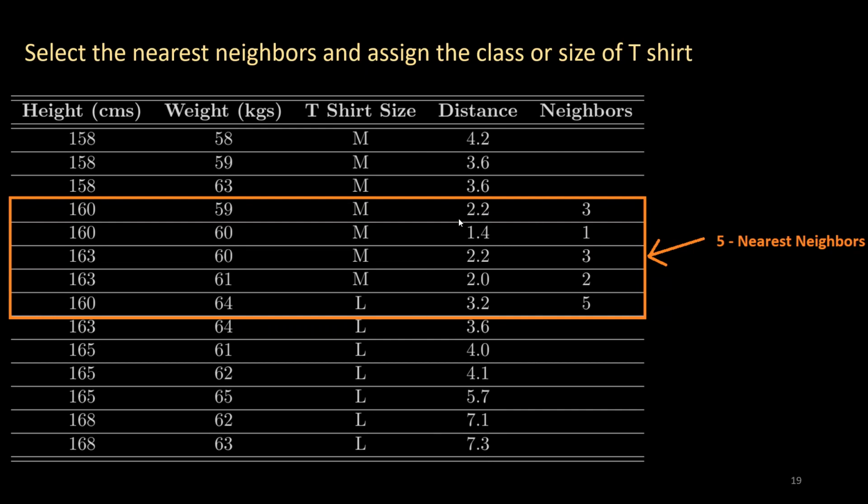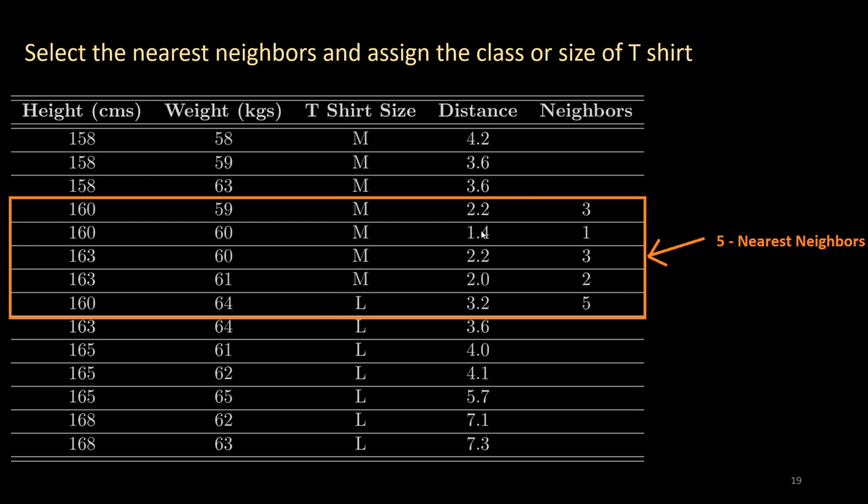Now, these are all the distances of our new data point with the existing points that are present in the dataset. Now, in order to select the 5 nearest neighbors, find the 5 smallest distances. So if we see 1.4, 2.2, 2.2, 2, 3.2, they are the 5 smallest distances of the new data point with the data points that are present in the original dataset. So these 5 distances, or those points which have these 5 distances with our new point, will constitute the nearest neighbors for the new data point.